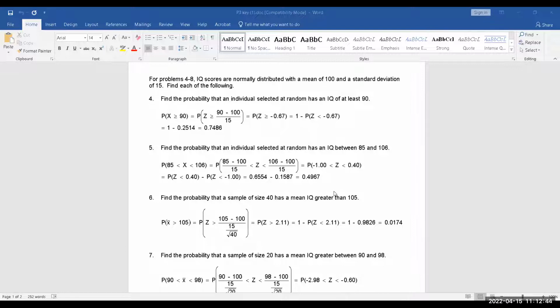Now the next one, I asked you a betweener. I want to be between 85 and 106. So I find the two z values, negative 1 and positive 0.4. Always go 2 decimal places, even if that second decimal place is a 0, because you still have to look that number up in the table. And I want to make sure I have the whole thing in the table.